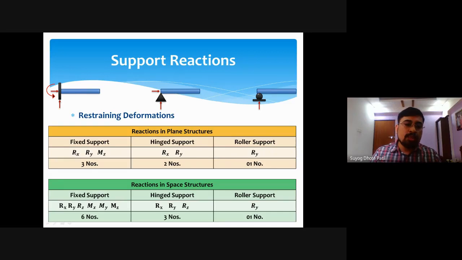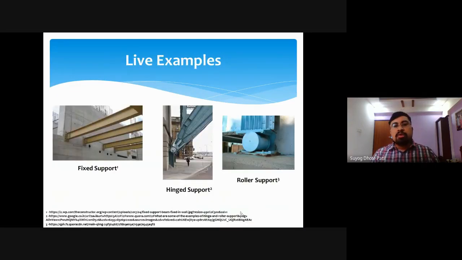So for fixed support, it is 3 reactions. For hinge support, it is 2 reactions, and for roller support, it is 1 reaction. That is for plane structures. Similarly, for space structures, for fixed support it is 6, for hinge support it is 3, and for roller support it is only 1.